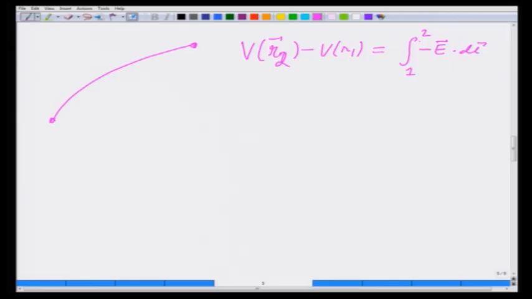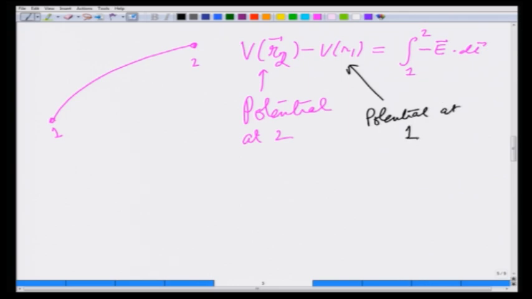So, the potential difference between point 1 and 2, this I am calling potential at 2 minus potential at 1. So, electrostatic potential difference between 2 points is the work done in moving a unit charge by a person taking it from 1 to 2, and it is independent of the path. Okay? And that is why I can define this potential.